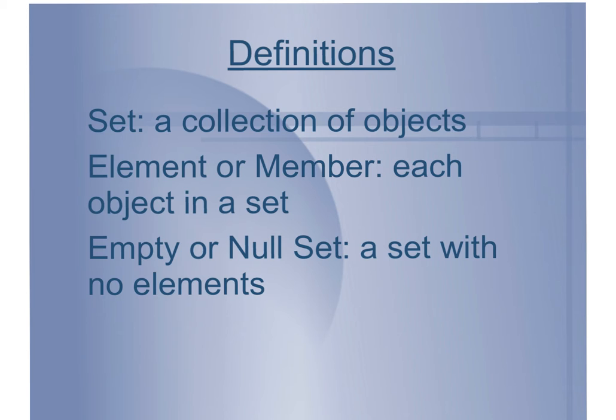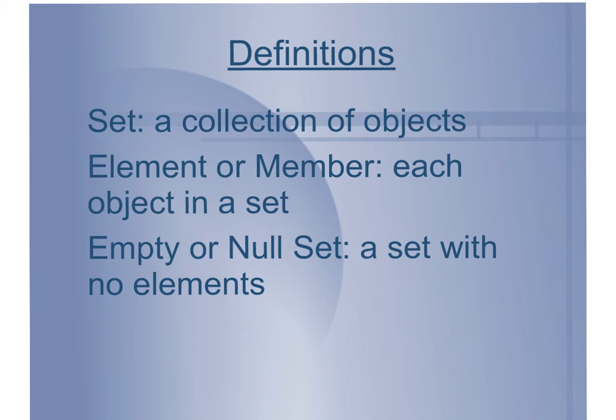A set is just a collection of objects. In this case, we're going to talk about numbers, but if I had the set of students in my Algebra 1 class, your names would be listed as that set, right? A set is just a collection of objects. The element of the set is one of the objects in the set. So if I say the element, I'm talking about one object within the set. An empty or a null set is a set that doesn't have anything in it. And so you'll notice in your book, these 3 definitions are right at the very top.